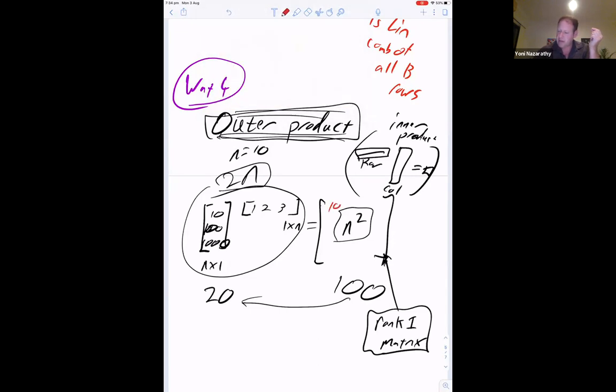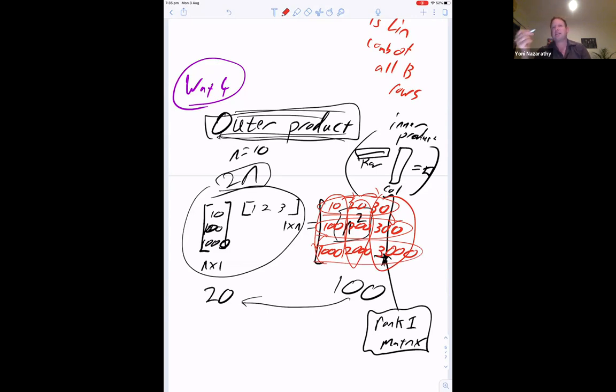We're gonna get 10, 20, 30, 100, 200, 300, 1,000, 2,000, 3,000. Okay, so this row is actually appearing here as a multiple of it. So it's linearly dependent with the other one, and it's appearing here as another multiple. And similarly, this column appears here and appears there after you rescale it by that number.